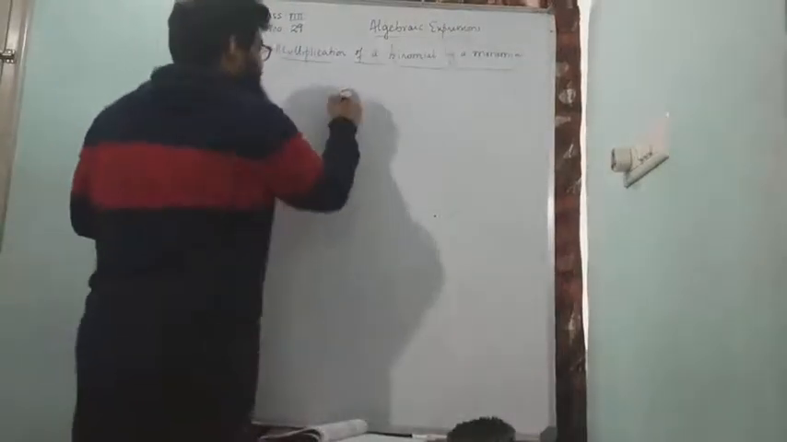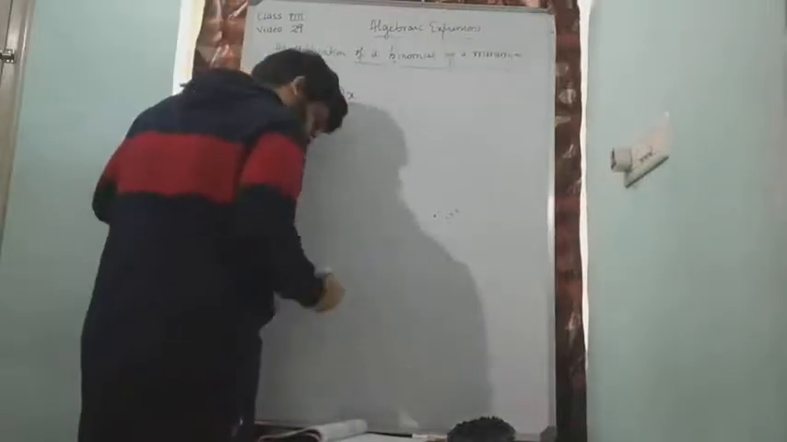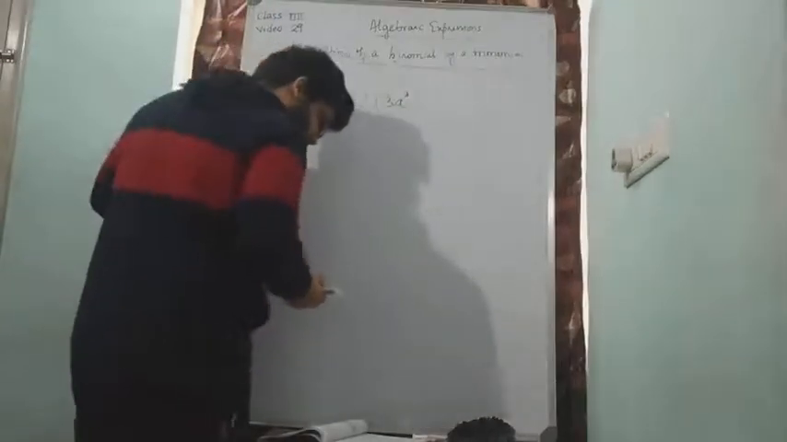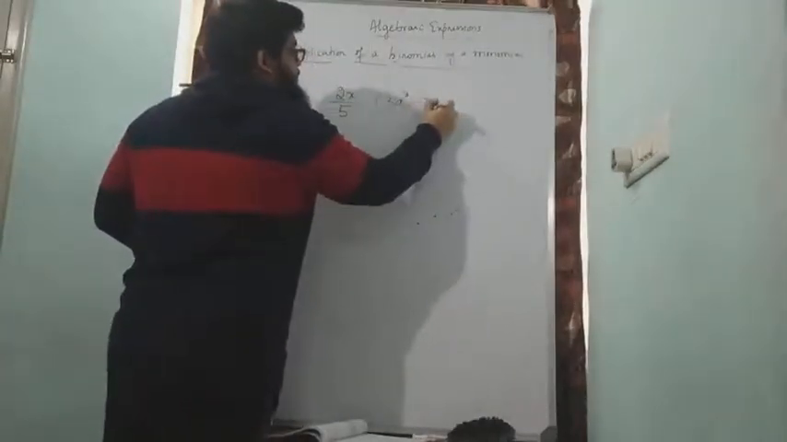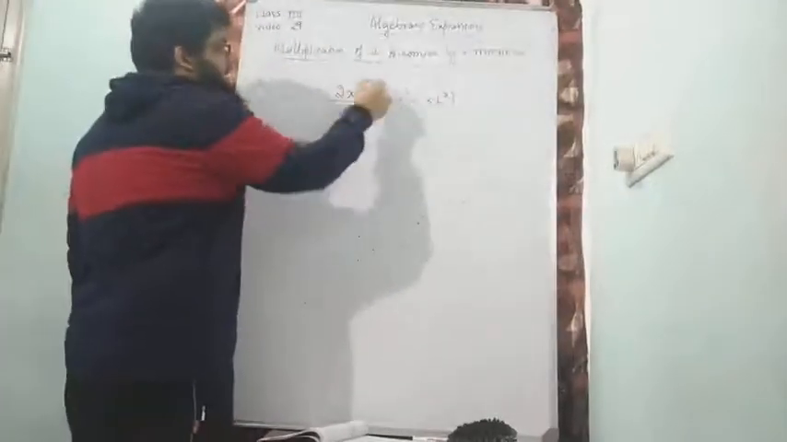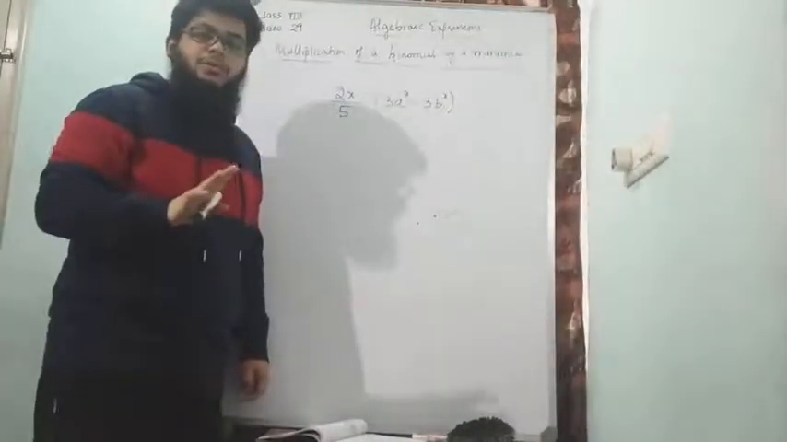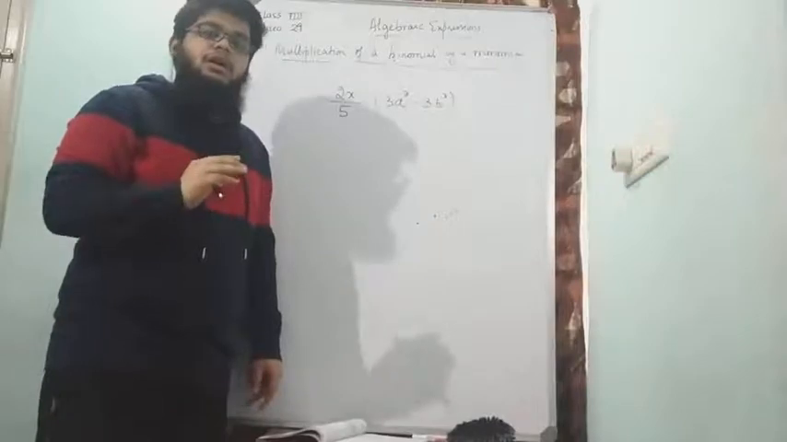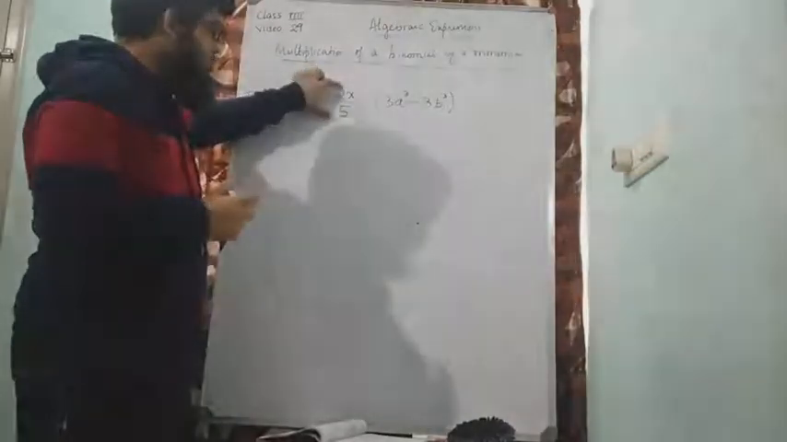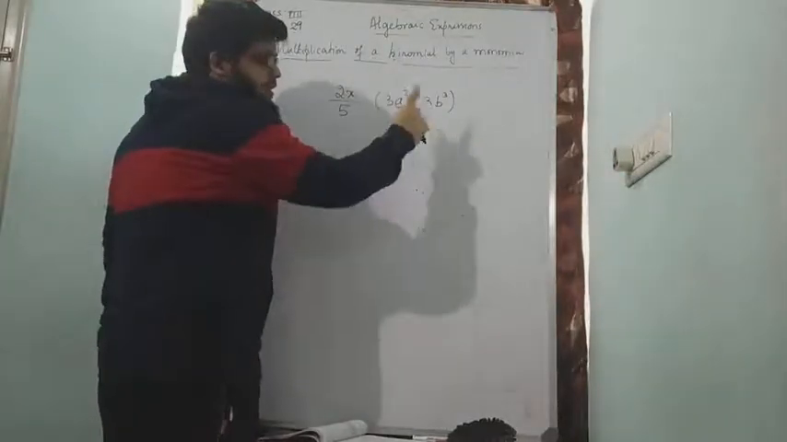So 2x divided by 5 into 3a cube minus 3b cube. Okay, so this is the question. Again, 2x by 5 is a monomial, a single term. If you have division and multiplication in between, you can't separate them as binomial or trinomial. Binomial and trinomial can be separated only if there is a plus or minus sign in between. So this is a monomial. 3a cube minus 3b cube is a binomial. 3a cube is the first term, 3b cube is the second term.